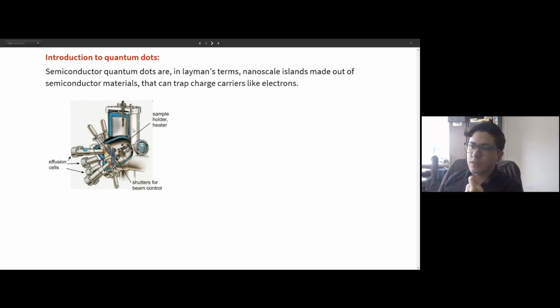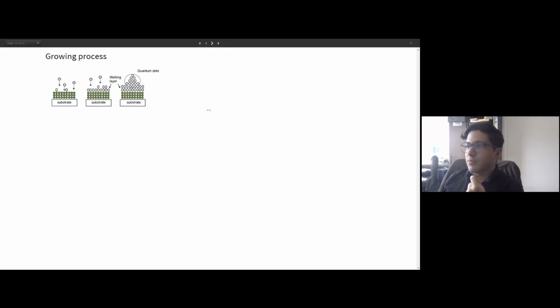Well, you use some machine like this one, and you basically shoot molecules or atoms at the sample, and you can build the quantum dot layer by layer. By the way, quantum dots are a bit more broad than this one. These are a type of quantum dot, but there are many types of quantum dots. So I'm not an experimentalist, by the way. I just happen to read a bit of this research.